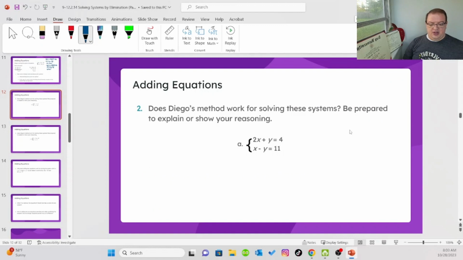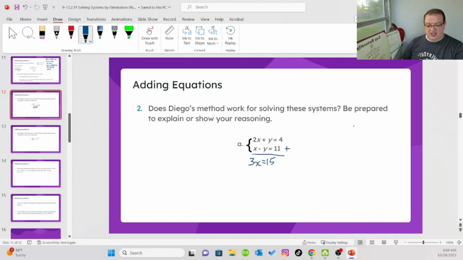Does Diego's method work for solving these systems? So, Diego's method was to add these together. So 2x plus x equals 3x. Plus y minus y is 0, so the y's go away. And 4 plus 11 is 15.